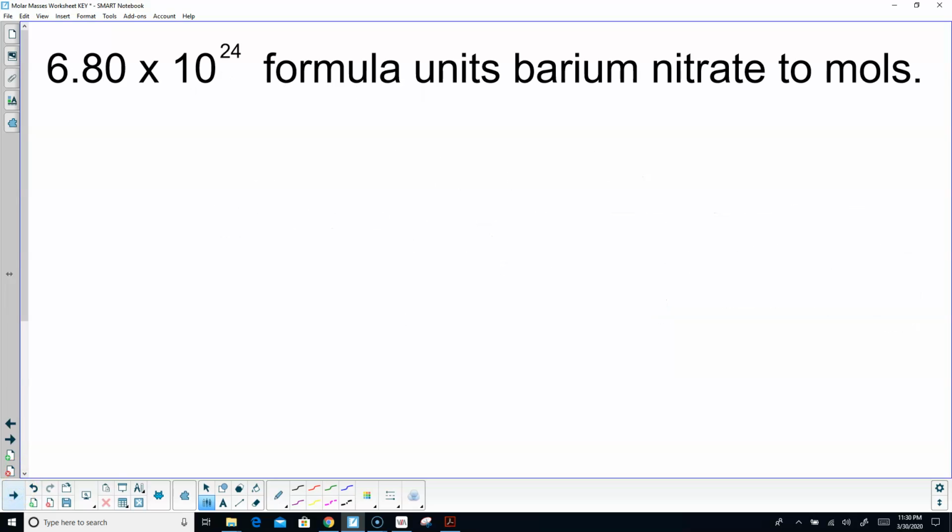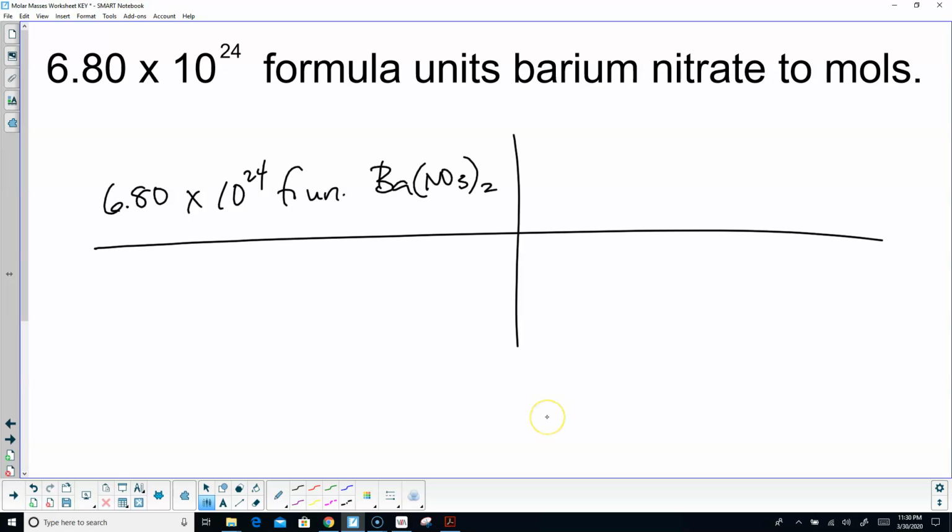Last one, formula units. That's the same thing as saying like molecules. Okay, so let's see. We're starting out with what we know. 6.80 times 10 to the 24th formula units of barium nitrate. You didn't even really have to write the formula, because it would work the same for anything, but regardless, I know that there is 1 mole for every 6.02 times 10 to the 23rd formula units.